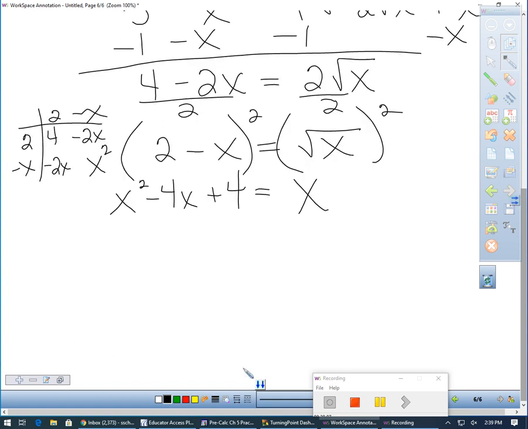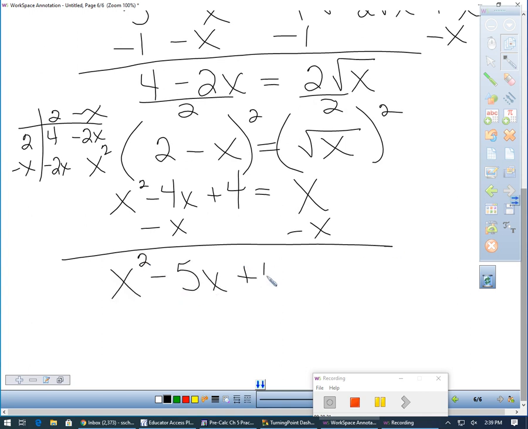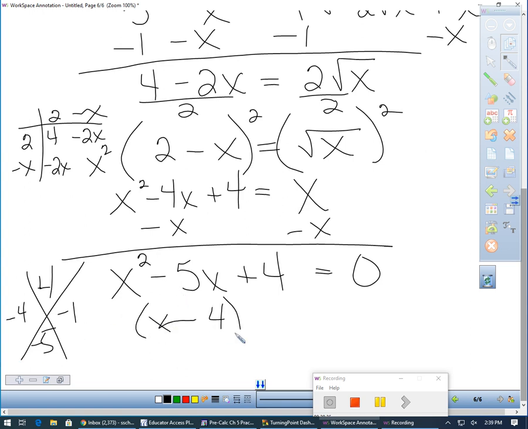Okay, tell me what I got to do now. Subtract x. We got to get it set equal to 0. So subtract x from both sides. So I have x squared minus 5x plus 4 equals 0. I can factor this. Negative or positive 4 on top, negative 5 on the bottom. Our sides are negative 4 and negative 1. So we get x minus 4 times x minus 1.